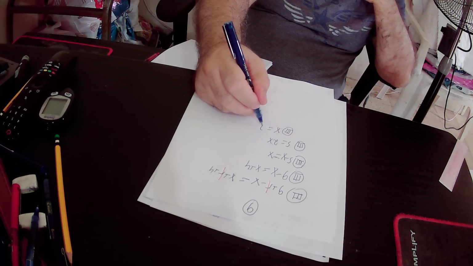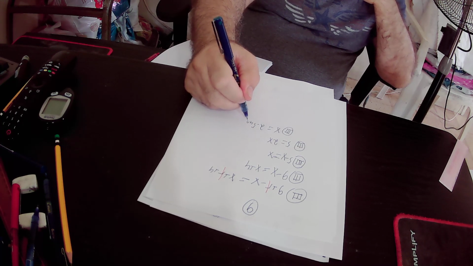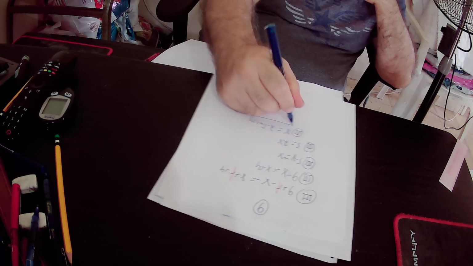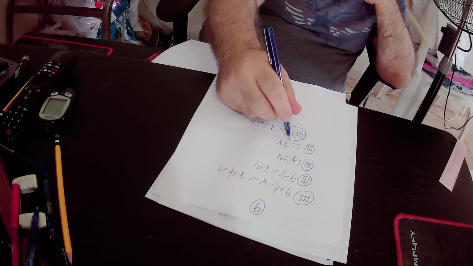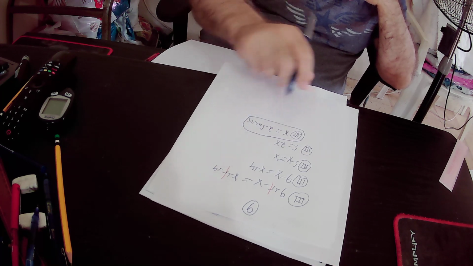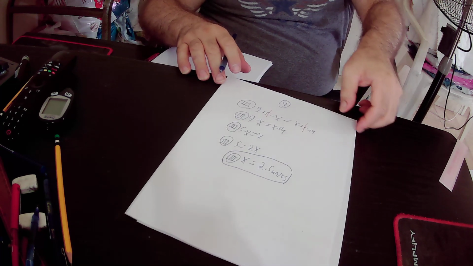5 over 2 is 2.5 units. So we got the value of x. x equals 2.5 units. Okay, x equals 2.5 units.